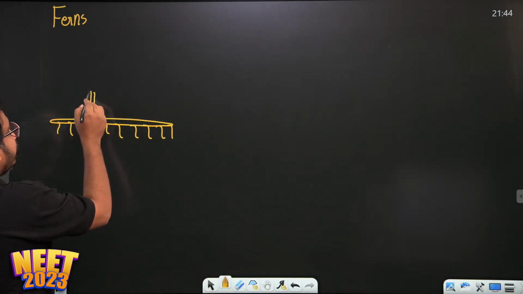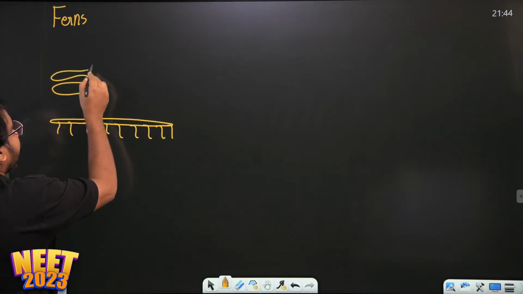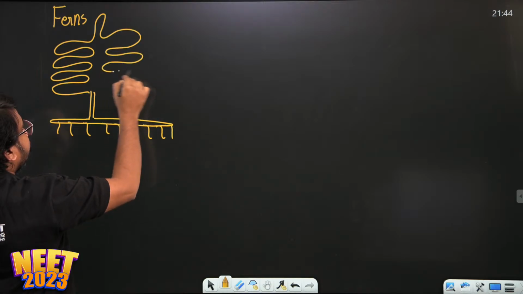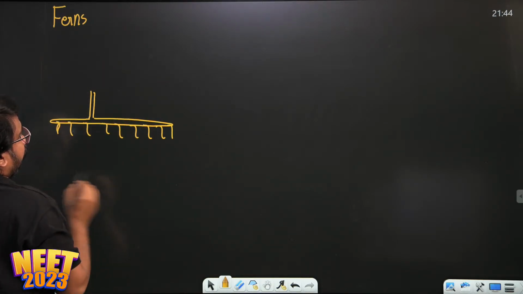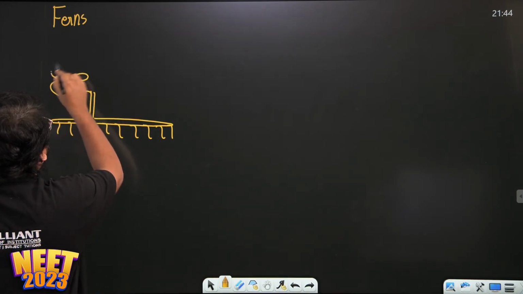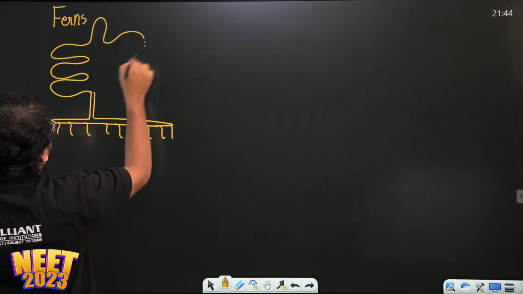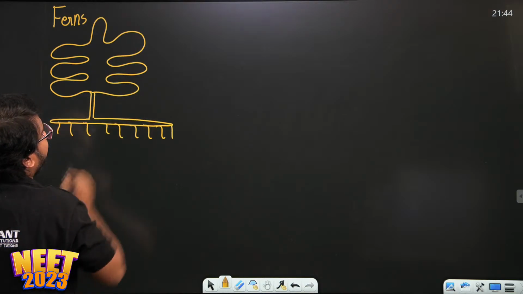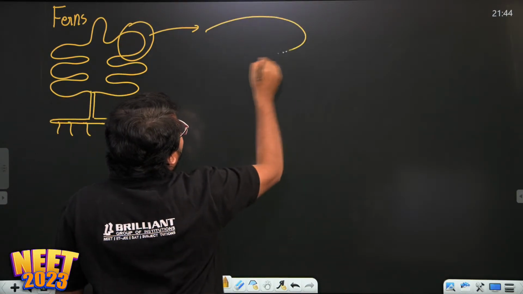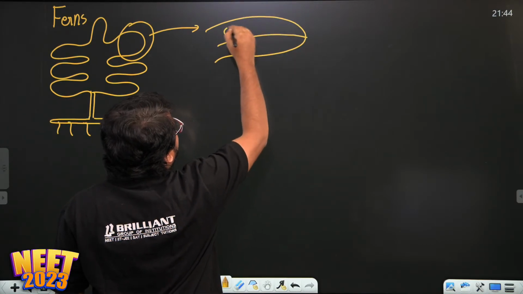And here in ferns you can see the leaves will be appearing like this. The leaves are very large. So like this is the structure of the leaf. And in the leaf, if you take one of the leaves, it contains so many sporangia.